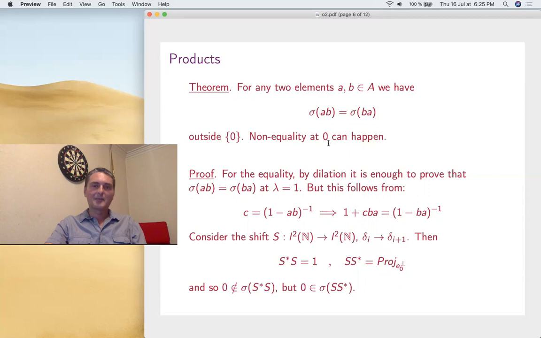Now for the counterexample at 0, consider the shift. I mean, on L2 of N, S just shifts to the right, S star shifts to the left. So if you compose S star and then S, it is the identity, but S and S star is not the identity. You'll miss e0 here. So this means that one is invertible, S star S, but the other is not. So the spectra don't coincide at 0.